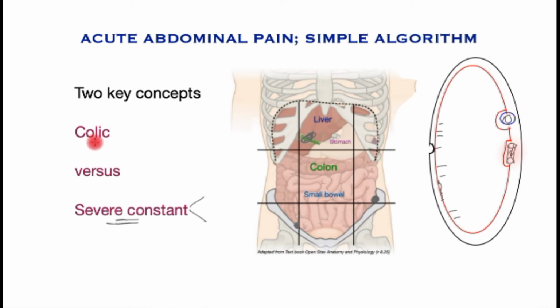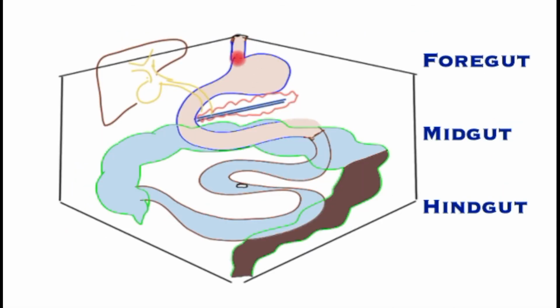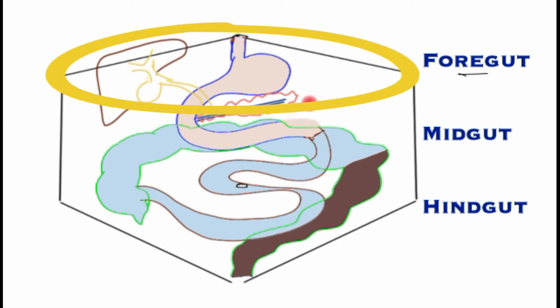Now it is possible for the patient to start as a colic and then turn into the more severe variety. In this cartoon you can see the stomach and the duodenum, early part of small bowel, in pink. This is part of the gut called the foregut, including the pancreas, the bile tubes and the gallbladder. This pain is developmentally always in the upper abdomen.